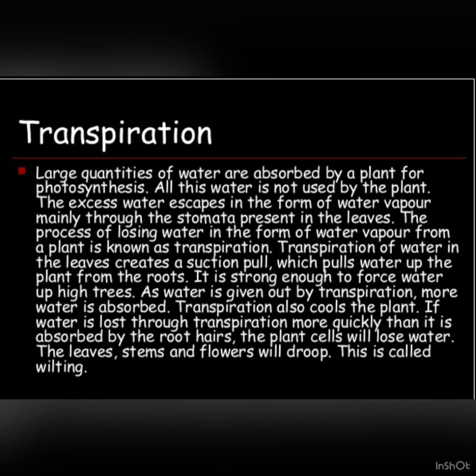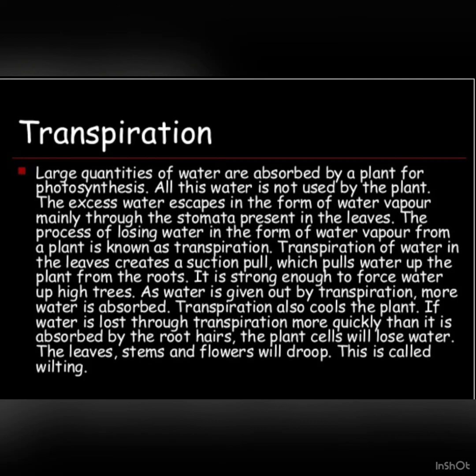Transpiration of water creates a suction pull which pulls the water upward from the roots to the other parts of the plant. It is strong enough to force water up high in the trees. As water is given out by transpiration, more water is absorbed. It keeps the plant cool.